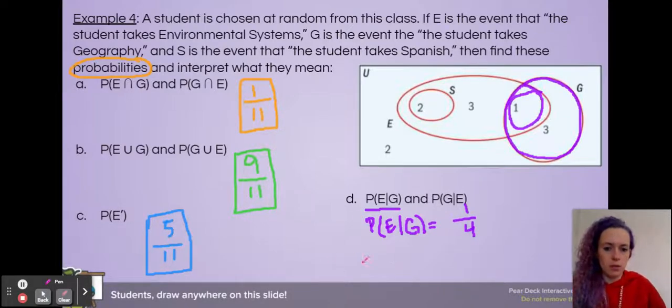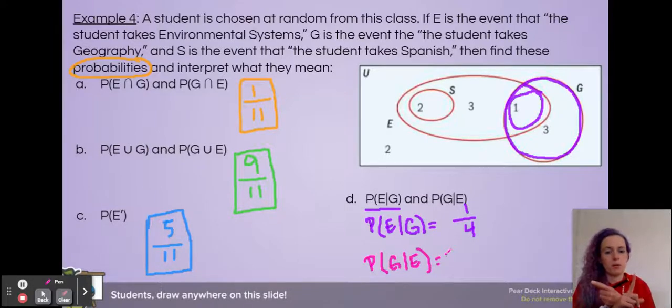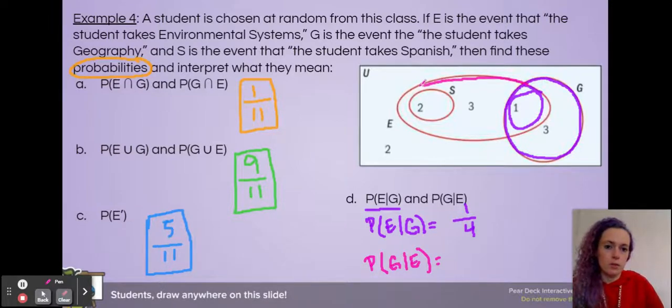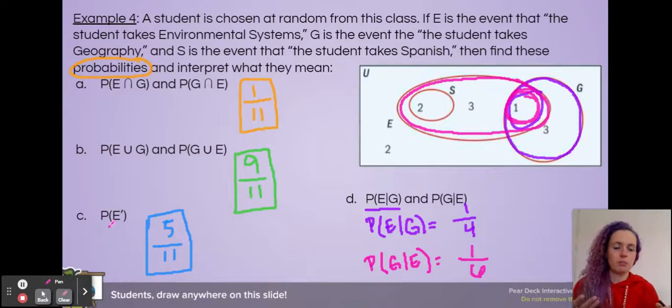And then going the other direction, the probability of geography given environmental systems, they're flipping it on us now. So I'm looking at out of the people that took environmental systems. So out of this E oval, there's a total of 6 people in there. Out of the people who took environmental systems, only 1 also took geography. So all conditional probability does is it kind of limits the scope of the data you're looking at.